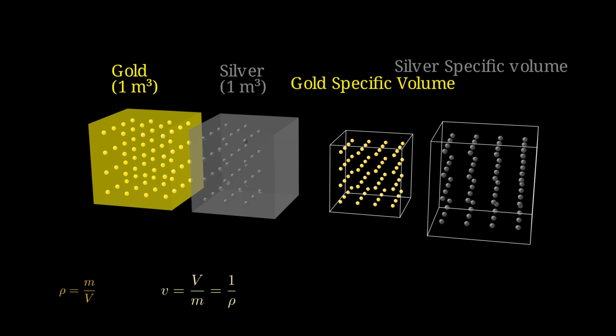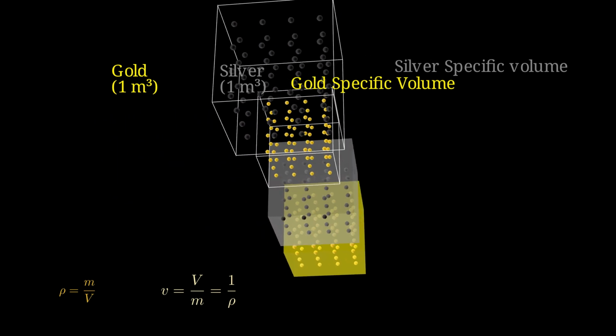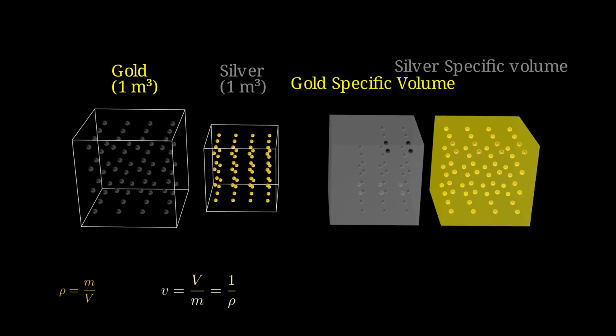Specific volume is the opposite. It is the volume occupied per unit mass. So silver has a higher specific volume than gold.